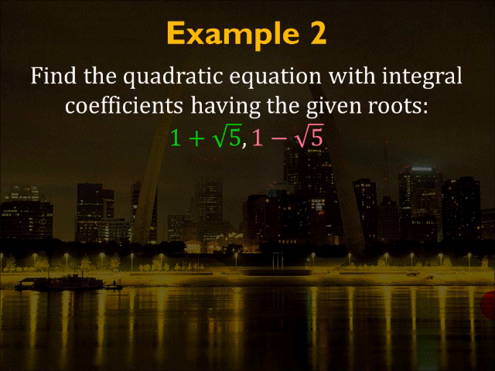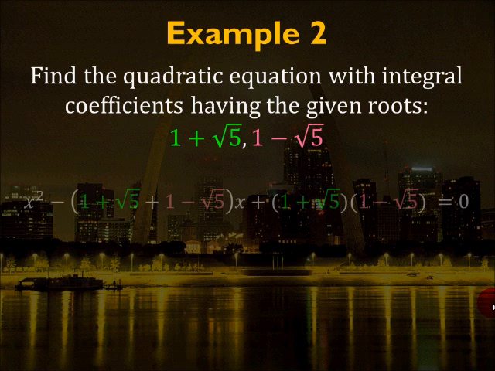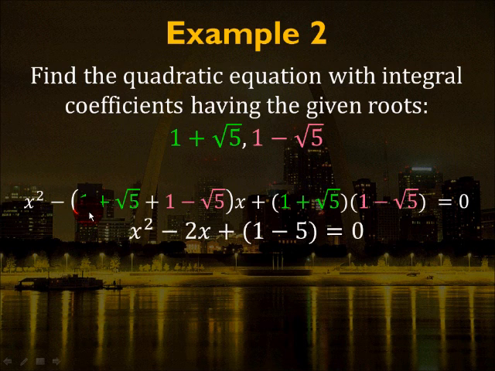Let's try number 2. Find the quadratic equation with integral coefficients having the given roots. And we have a conjugate with a radical. 1 plus radical 5, 1 minus radical 5. And again, all you have to do is plug it into the formula. x squared minus the sum of the roots, which is 1 plus root 5 plus 1 minus root 5, times x, plus the product of the roots, which is listed here. Now you just have to simplify it. This is pretty simple. The root 5's cancel out, so you get x squared. This is a 2. So minus 2x plus, you get 1 squared minus root 5 squared as a difference of squares, so 1 minus 5, which is negative 4, which means x squared minus 2x minus 4 equals 0.